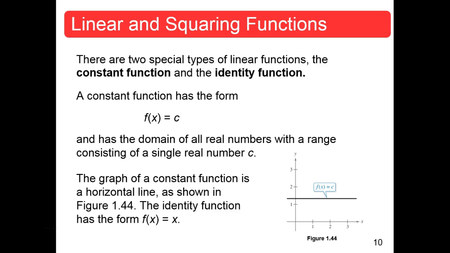The identity function has the form f of x equals x. Now, why do you think that's an identity function? Because it's the same. X and y are the same. They're identically the same. Because what's y? F of x, so y is equal to x. They're always the same value. If x is 17, y is 17. If x is minus 43, y is minus 43. If x is 0, y is 0.